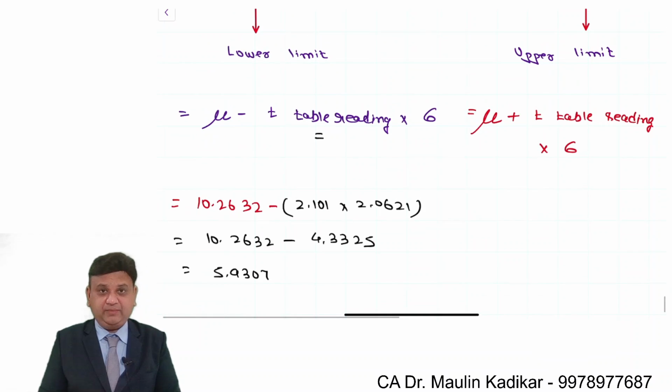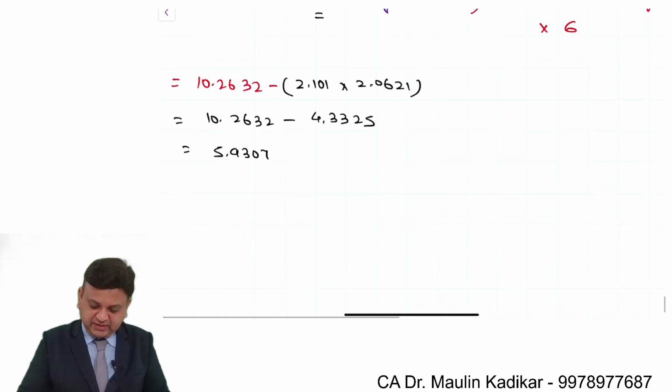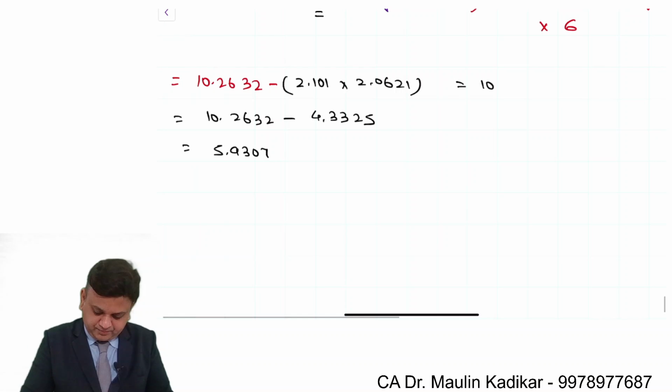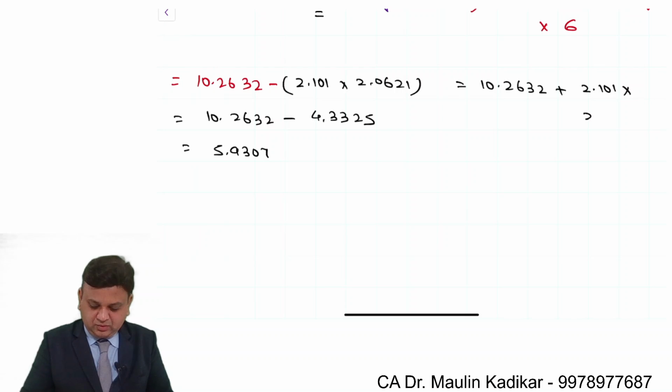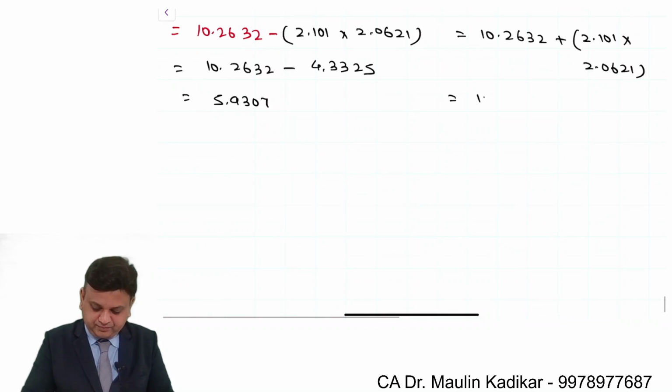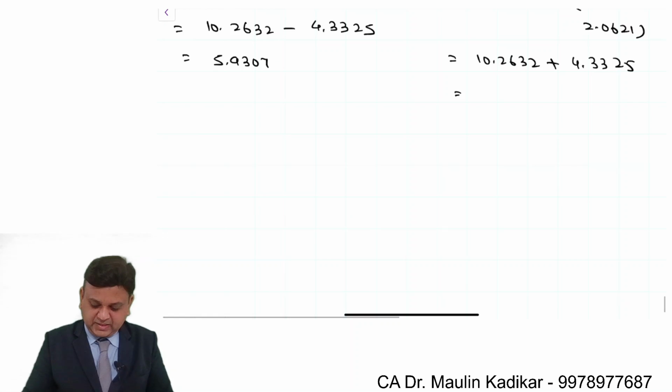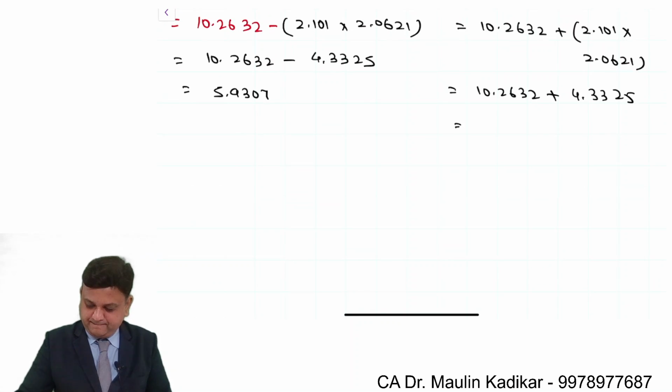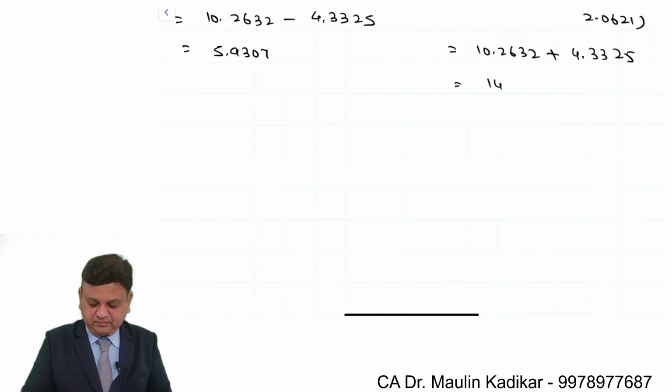This is the lower limit, and similarly we have to find the higher limit. 10.2632 plus again 2.101 into 2.0621. 10.2632 plus 4.3325, that comes to 14.5957.